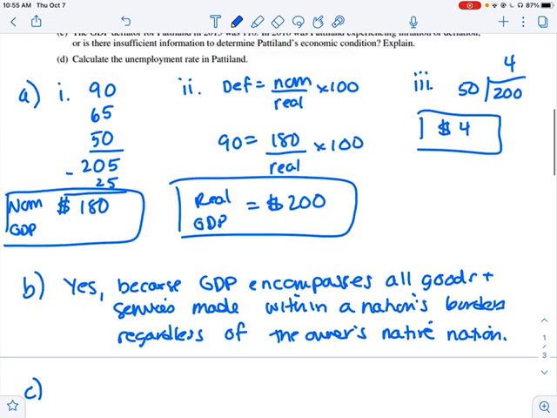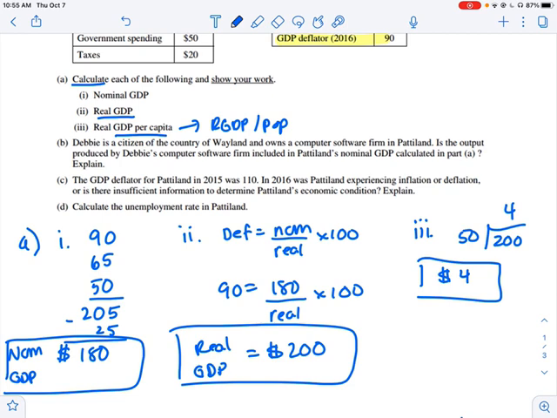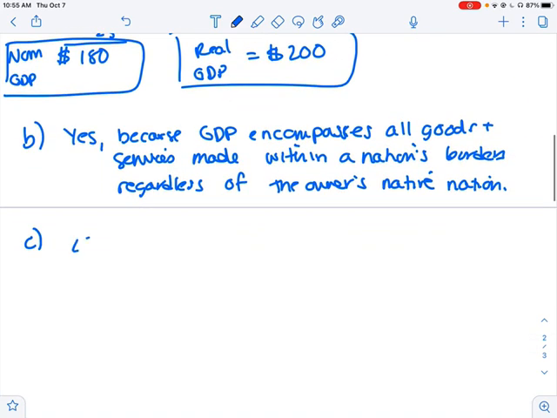All right, so for part C, the GDP deflator of Pattiland in 2015 was 110. In 2016, was Pattiland experiencing inflation or deflation, or is there insufficient information to determine Pattiland's economic condition? Explain. So in 2015, I'm just going to rewrite the data here. It was 110. In 2016, it was 90. Whenever you have a GDP deflator that's above 100, it means prices are going up. If you have a GDP deflator that's below 100, it reflects that prices are on the decline. So the fact that this went from a number above 100 to below 100 tells me that this country is experiencing deflation or falling prices.